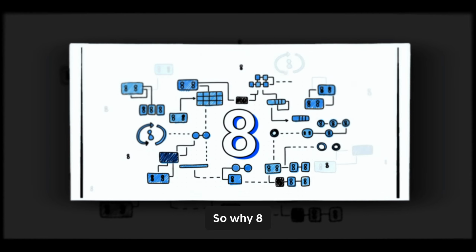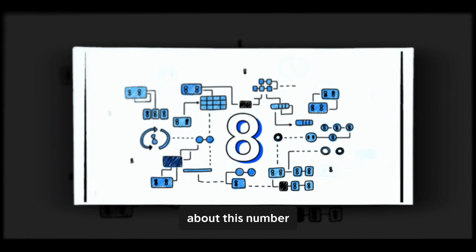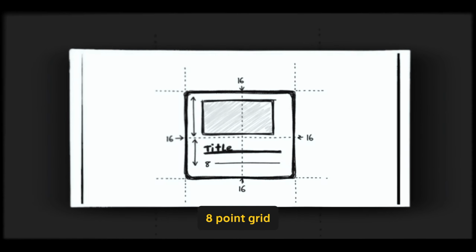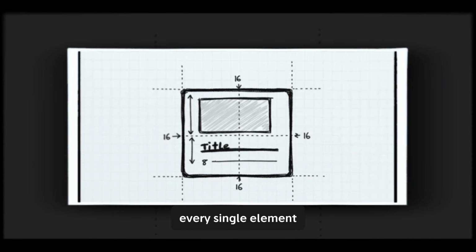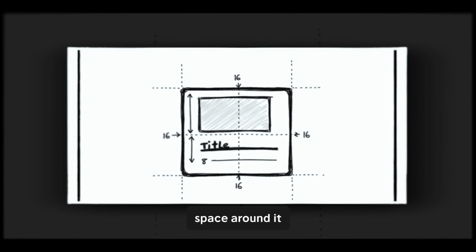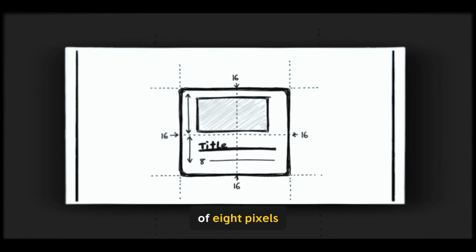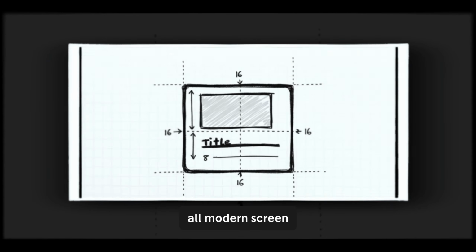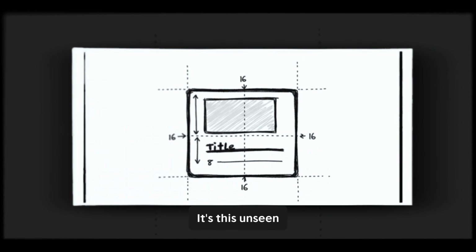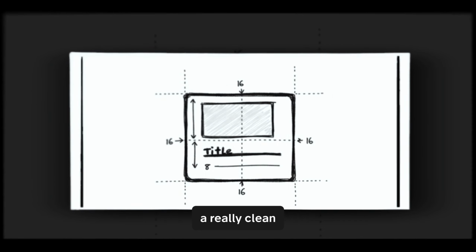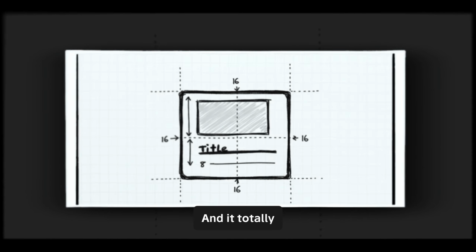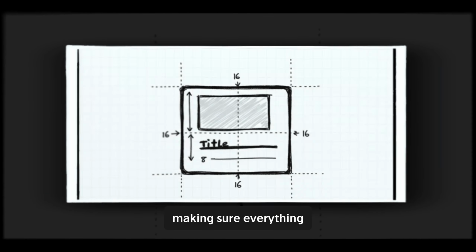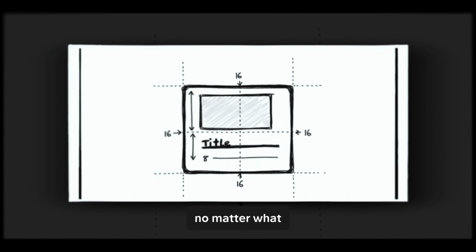So, why 8? What's so special about this number? It's the whole basis of the 8-point grid system. With this approach, every single element's size and the space around it is a multiple of 8 pixels. And the reason for 8 is that it scales beautifully across pretty much all modern screen resolutions. It's this unseen scaffolding that creates a really clean, harmonious visual rhythm, and it totally eliminates guesswork, making sure everything aligns perfectly, no matter what device you're on.